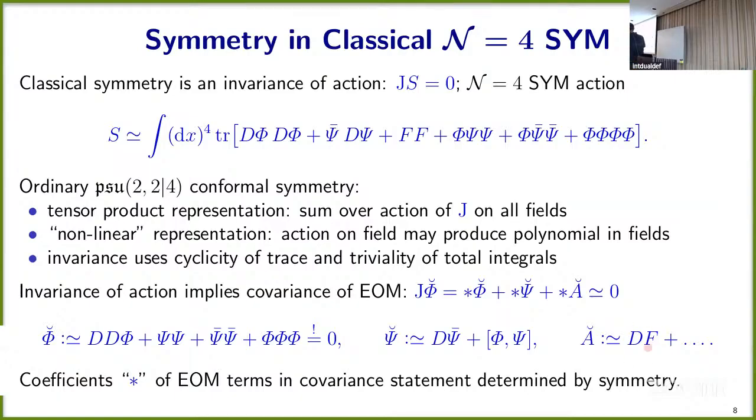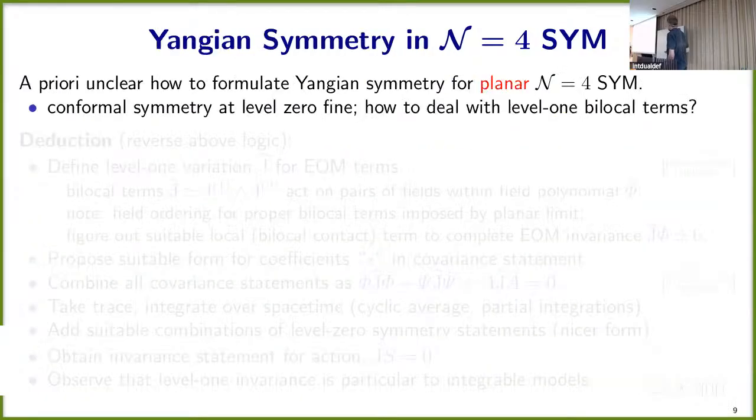And one thing I should also add is that when I say covariance of the equation of motion, I mean that when you act with the symmetry on the equation of motion, you not only get 0, but you also know the coefficients of the other equations of motion that appear. So you could just say this is 0 up to equations of motion, but in fact these coefficients are also well determined by the symmetry. So in that sense, this is a slightly stronger statement, and that is what comes out of invariance of the action.